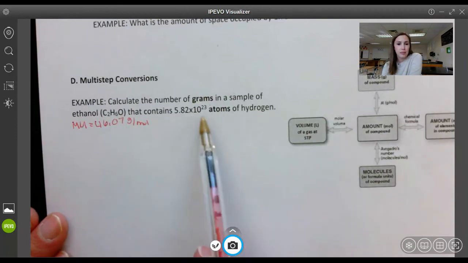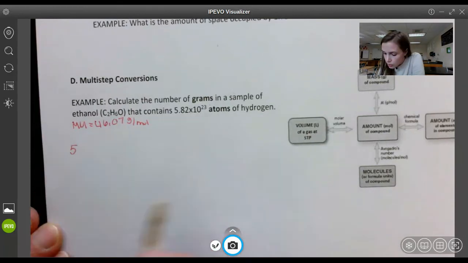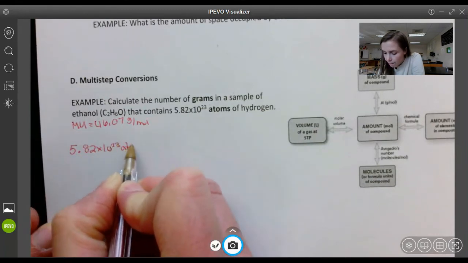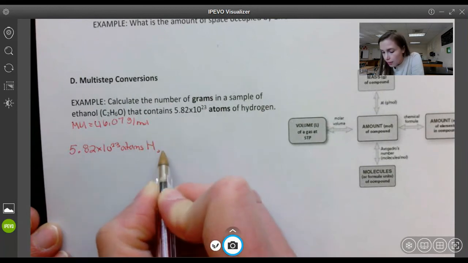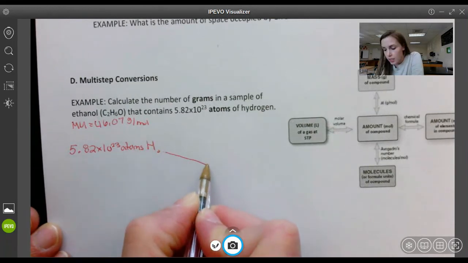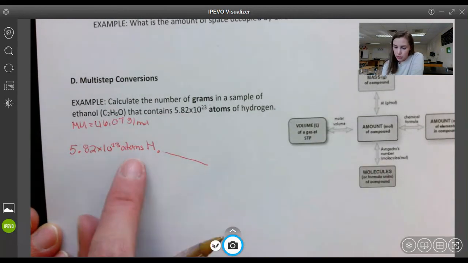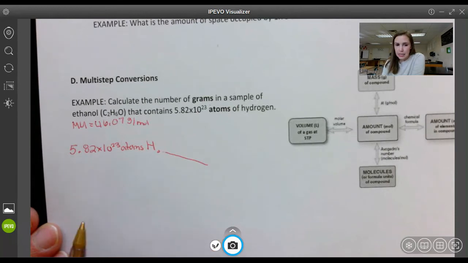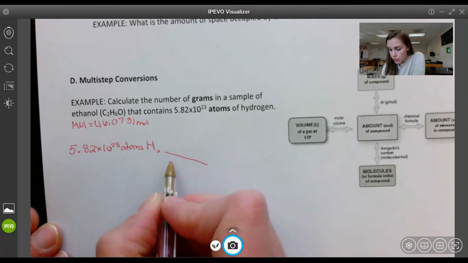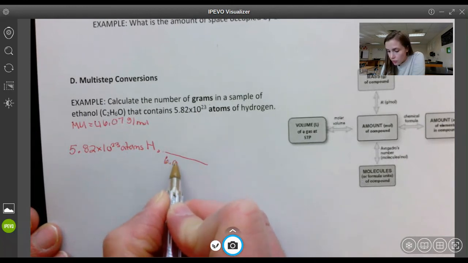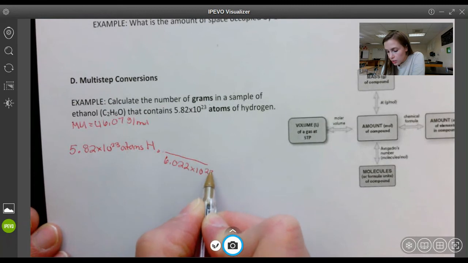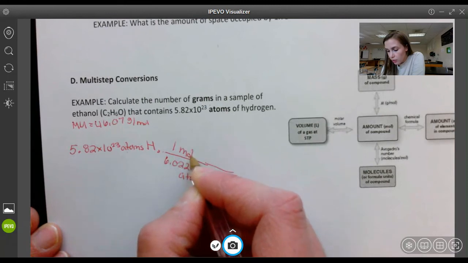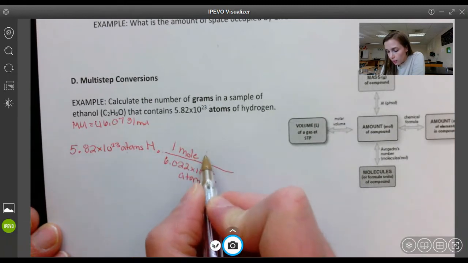Okay, so we're going to start here with atoms of hydrogen. So I'm going to start with my 5.82 times 10 to the 23rd atoms of hydrogen. And remember again, this hydrogen is within the compound, so we're not dealing with the diatomic element here because it's in the compound. I'm going to go from atoms to moles of hydrogen. So I'm going to use Avogadro's number, 6.022 times 10 to the 23rd atoms of hydrogen. That's equivalent to every 1 mole of hydrogen atoms.